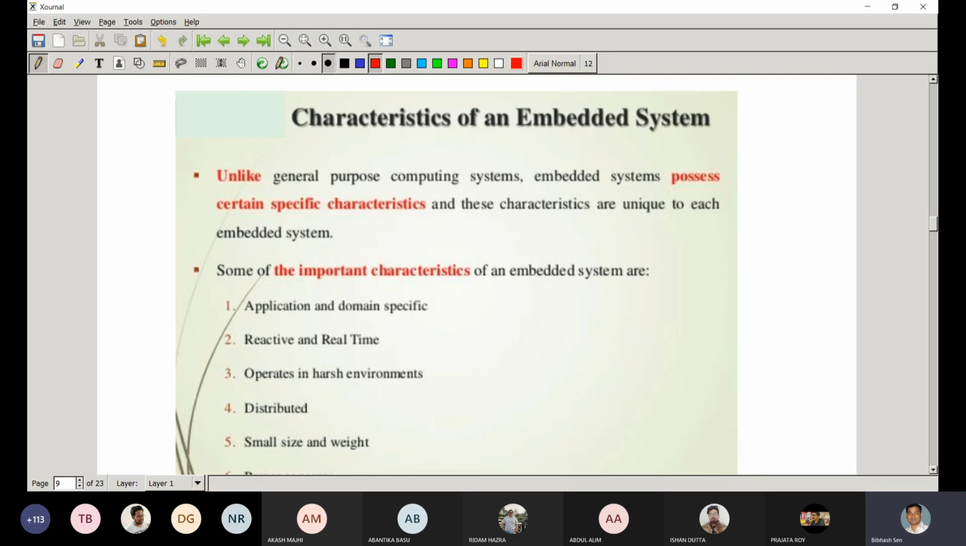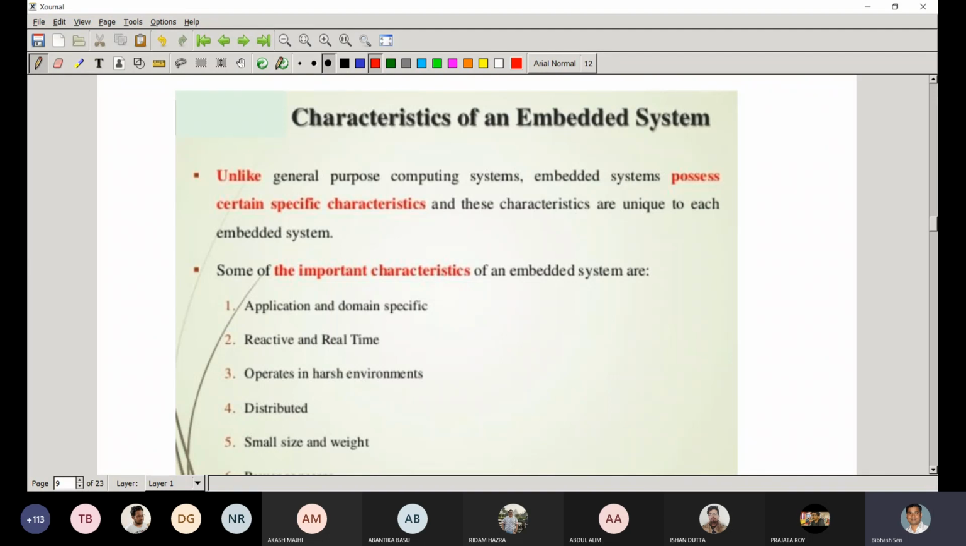But when you are purchasing a laptop for general purpose, because you are not application specific, your application may be a game, maybe sometimes you will read novels, or maybe sometimes you will play a movie, whatever it may be. So wide applications, not specific. That means our general purpose processor is mostly not application or domain specific. But in embedded systems, it is mostly application or domain specific.